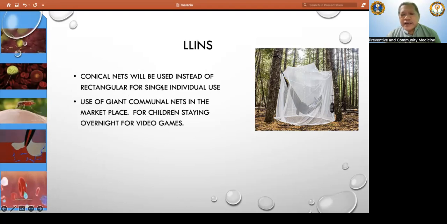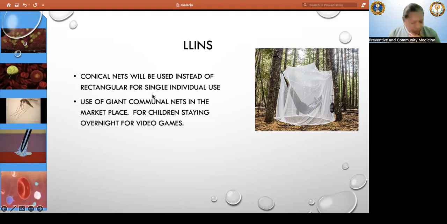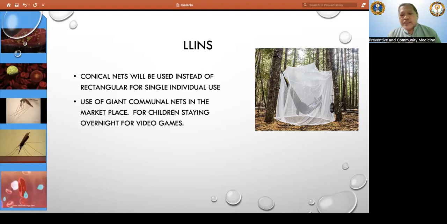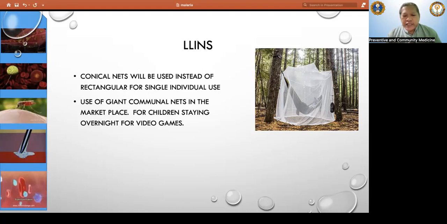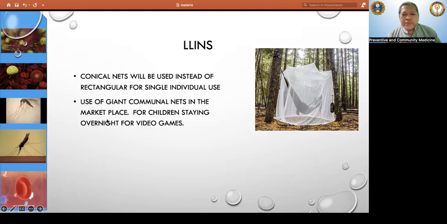Conical nets na ang ginagamit instead of the rectangular nets, the ones that you usually use. Hindi na ganun. Conical nets na ang ginagamit nila for the malaria elimination program. And they also use giant communal nets in the marketplace.